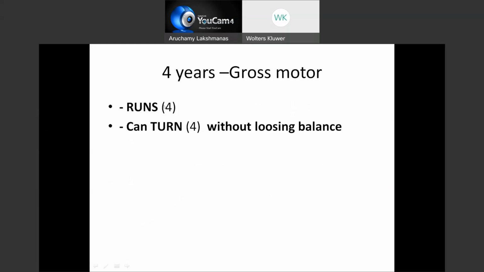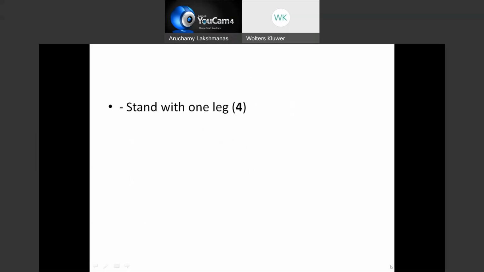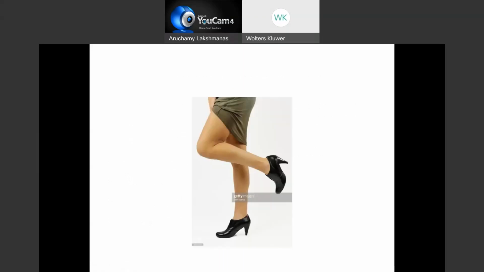So 4 years, remember 4 words. Now remember, when a child can stand on one leg like this, it is by 4 years. See, stand with one leg on 4 years. Remember, you see from one side of the child, you can see like this. You can see the number 4 here, no? So a child can stand like this by 4 years.